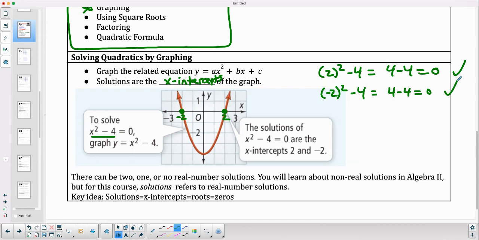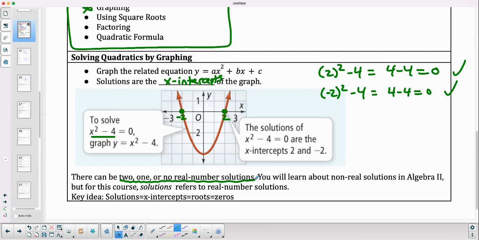So this particular parabola has two solutions. You could have two solutions. You could have one solution, or you could have no solutions. And I'll give you some examples of each of those. You'll learn about non-real solutions in Algebra 2.